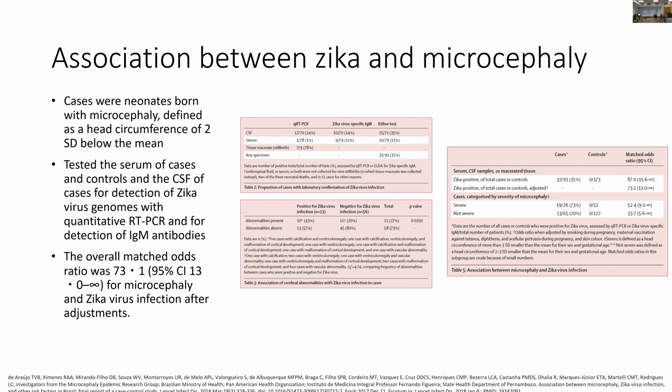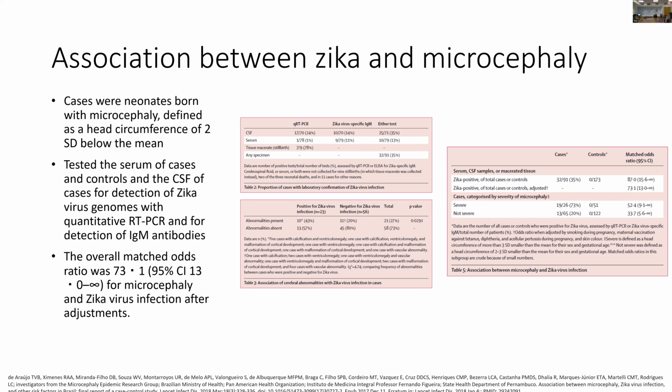And then another study looked specifically at the association between Zika and microcephaly. So here they compared cases and controls. The cases were neonates who were born with microcephaly, which they define in this study as 2 standard deviations below the mean. And then they tested the serum of the cases and the controls, as well as the cerebrospinal fluid for Zika, doing PCR and IgM titers.